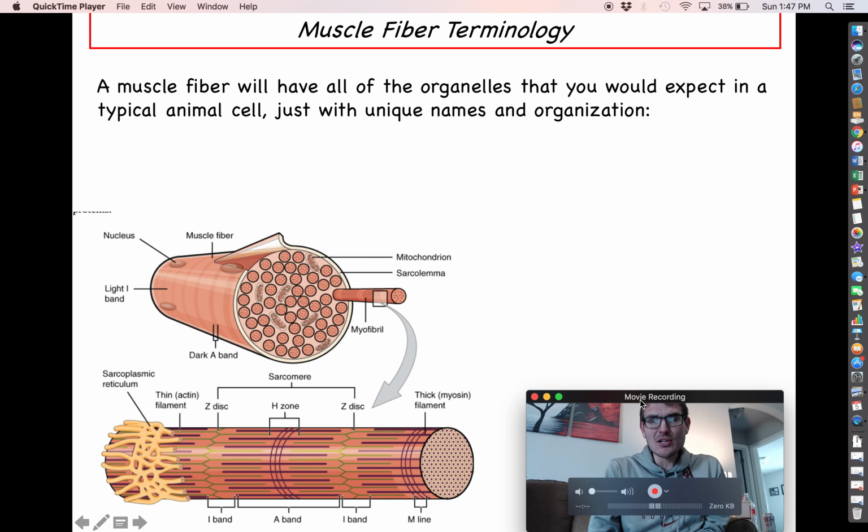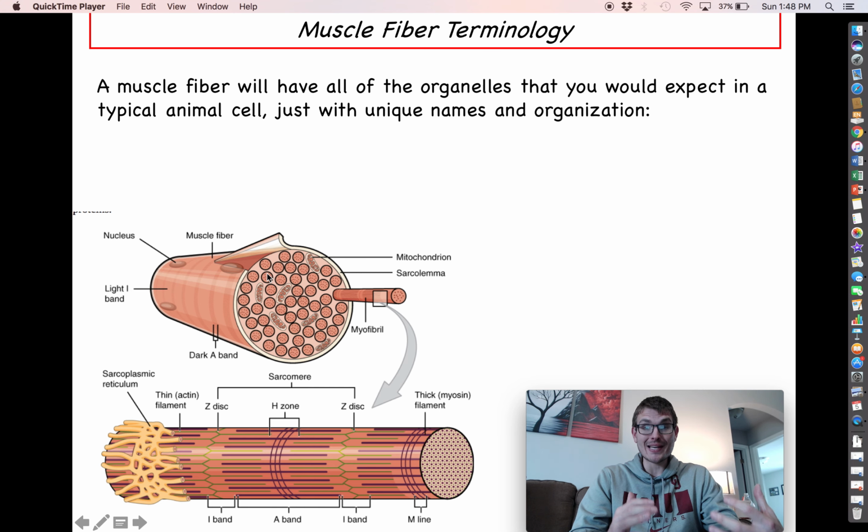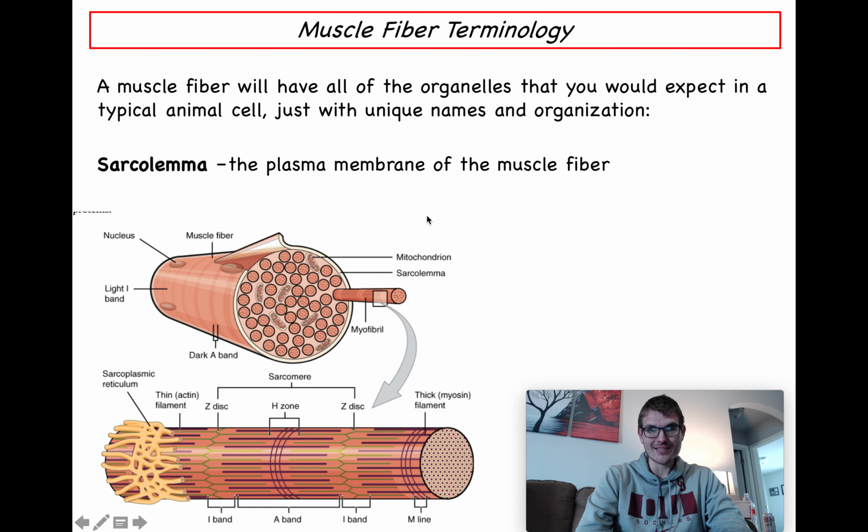Even though a muscle fiber looks really different than any other type of cell that we've seen before, be confident that it has all the things that you would expect a typical cell to have. Obviously it has nuclei. It's got basically all the organelles that you would expect any type of animal cell to have: nuclei, mitochondria, a plasma membrane right here, and an endoplasmic reticulum, which will be really important later on. It's just that because of the unique structure of the muscle fiber, these things are organized in an interesting way, as we're going to see.